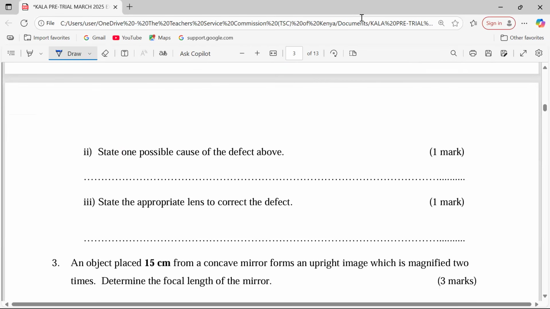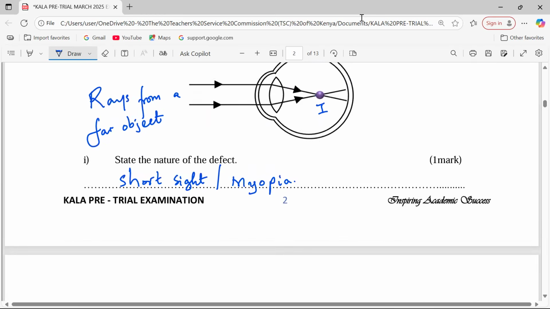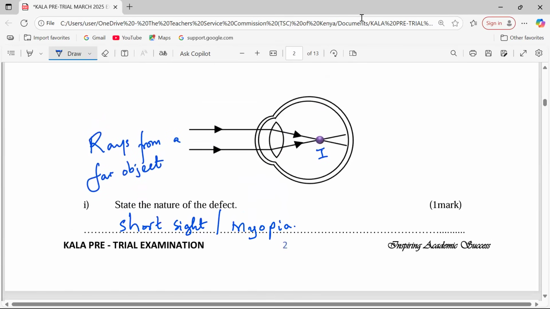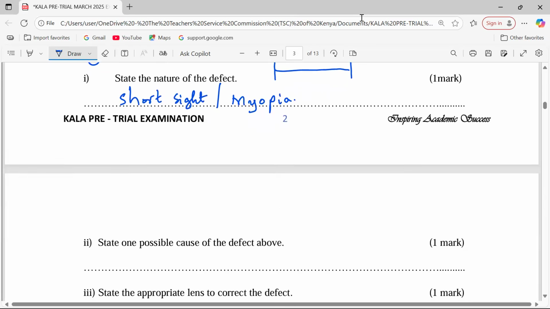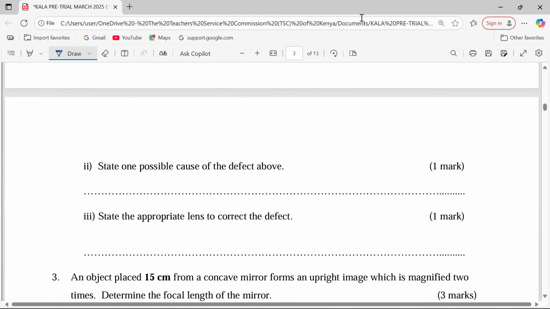State one possible cause of the defect above. What might have led to this? One is a long eyeball, the general diameter of the eye. If it is too long, rays might intersect before they reach the retina. So we talk about a long eyeball as a possible cause.